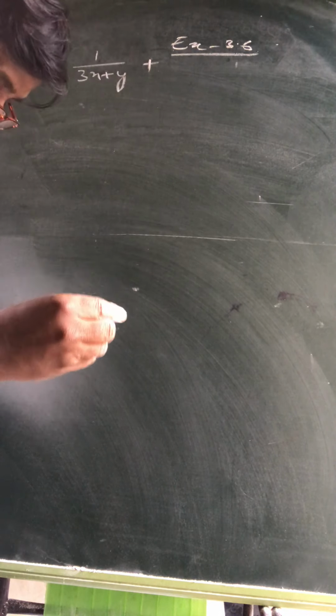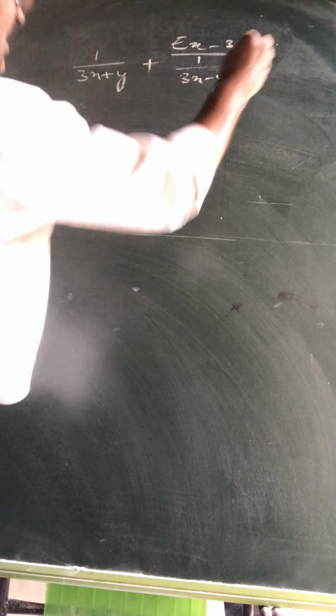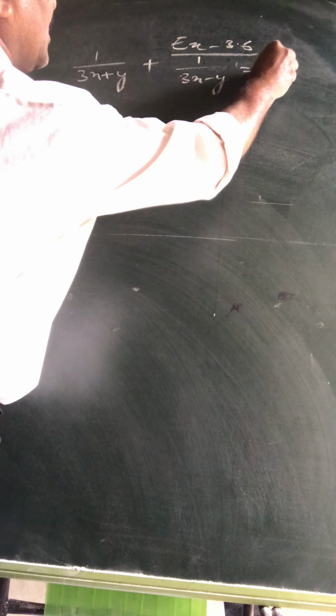1 by 3x plus y plus 1 by 3x minus y is equal to 3 by 4. Another equation is 1 by 2 into 3x plus y minus 1 by 2 into 3x minus y is equal to minus 1 by 8. You can see it in the textbook page number 67. So here you can write 1 by 3x plus y plus 1 by 3x minus y is equal to 3 by 4.